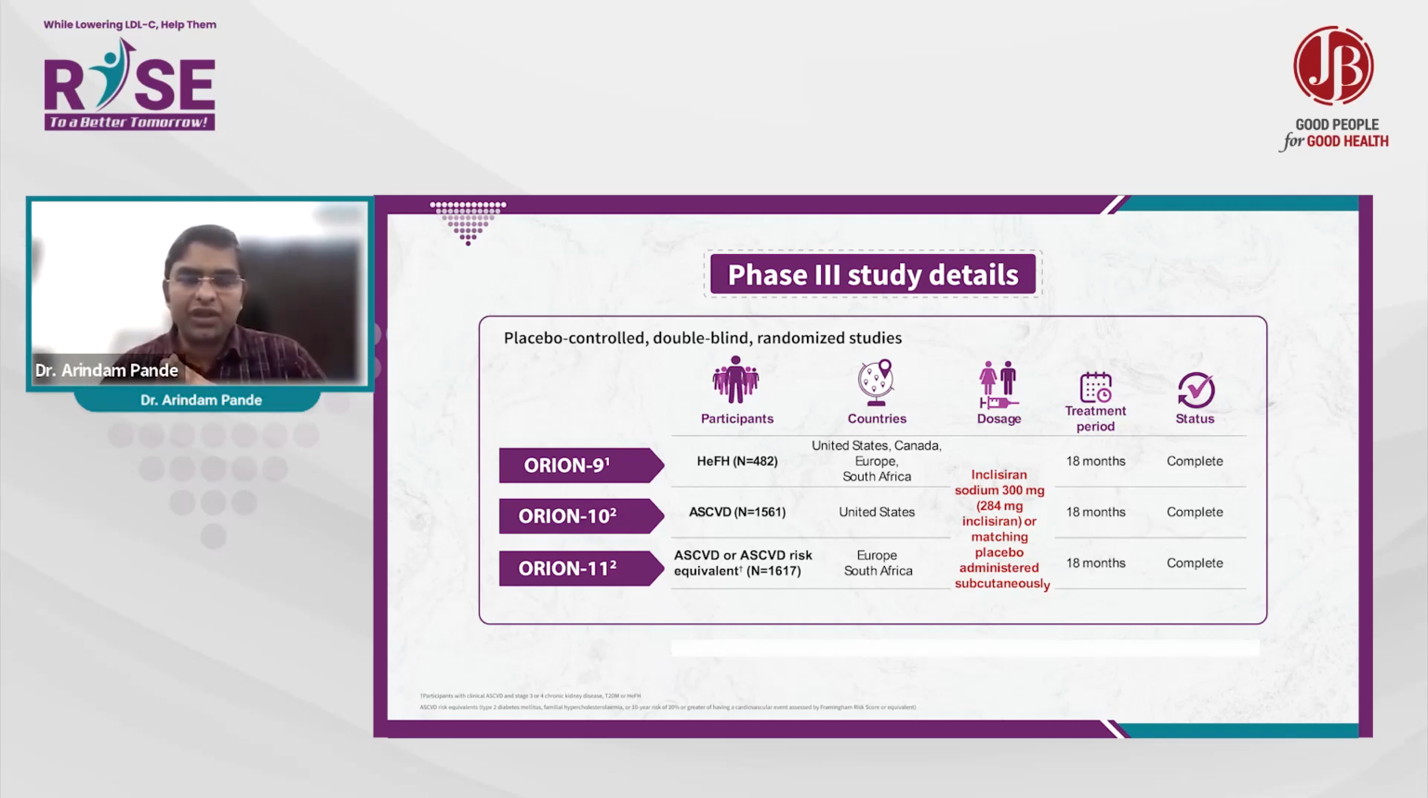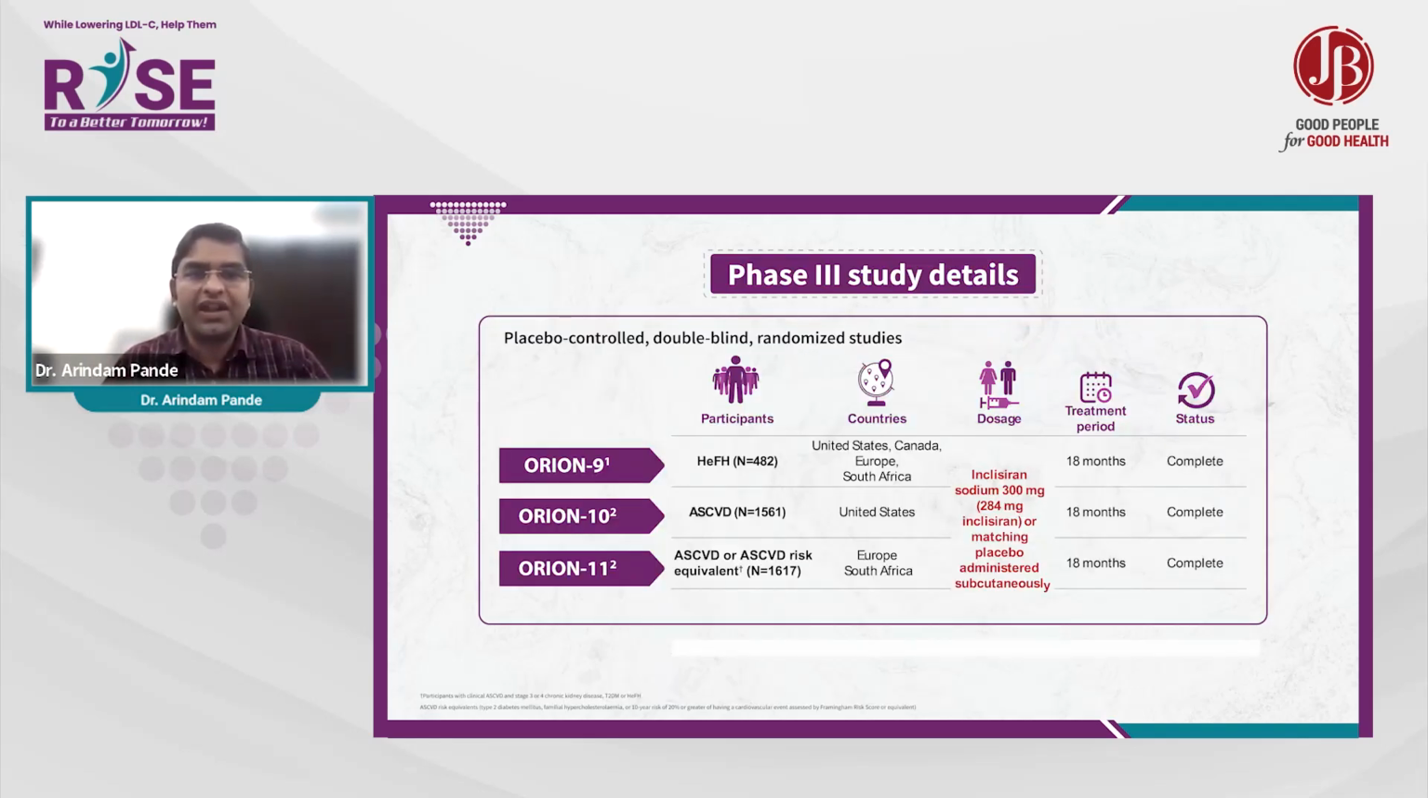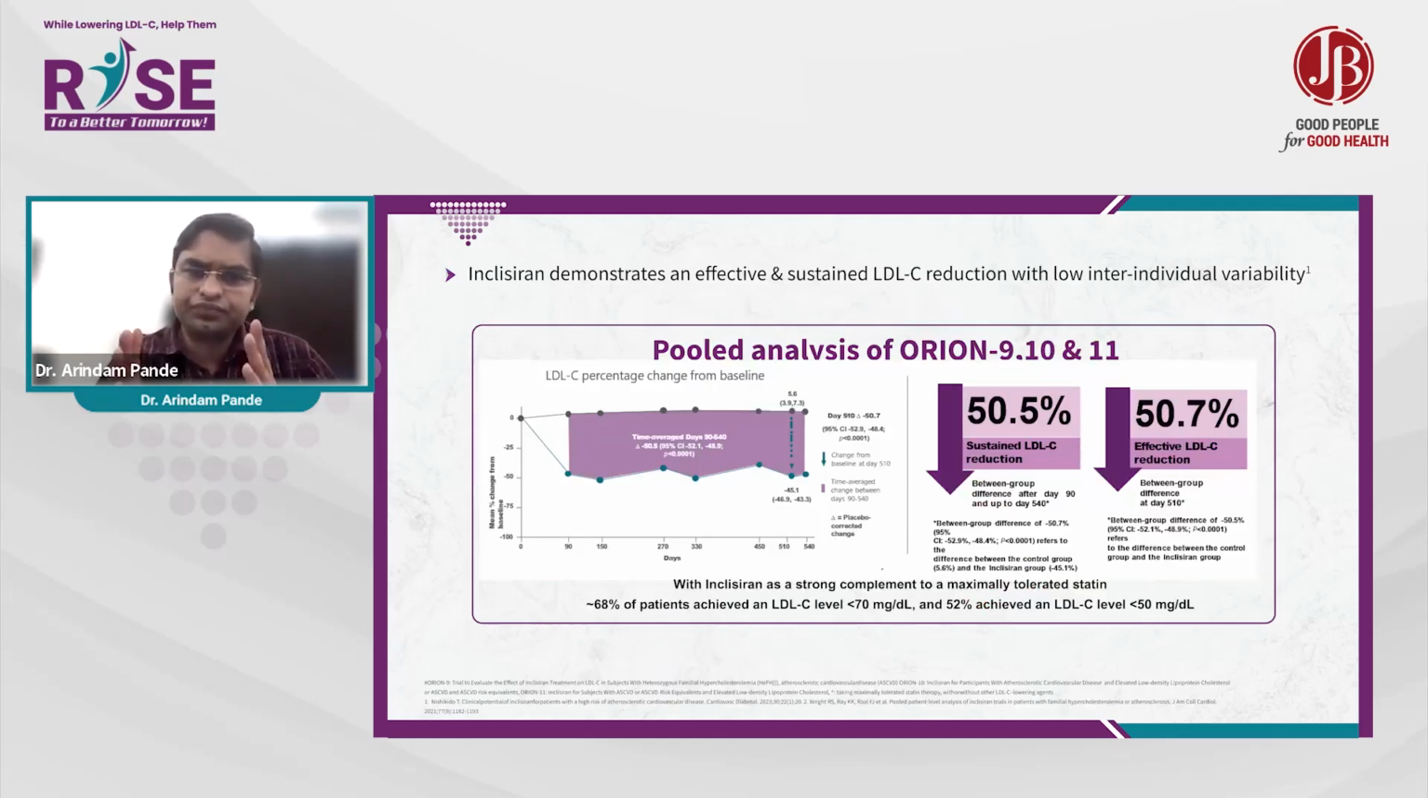Then you get subsequent trials which are more event driven. They are conducted by Novartis. So the ORION group of trials are the older trials. Initially they were conducted in heterozygous or homozygous familial hypercholesterolemia, established ASCVD, high risk ASCVD patients, mostly European and United States patients, and all of them showed that this is a very strong molecule to bring down the LDL cholesterol to the tune of around 50 to 55%, which is not seen with any other lipid lowering therapy.